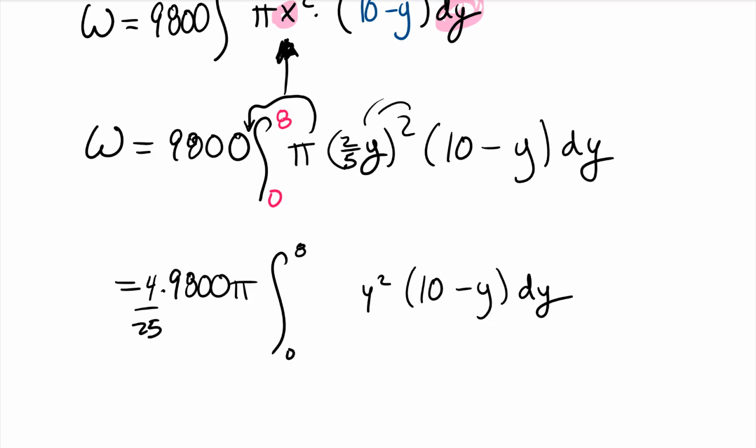Times 4 over 25. Now what is 9,800 divided by 25? I know it goes in evenly. Well, that's 392, and 392 times 4 is going to be 1568 pi, the integral from 0 to 8 of y squared times 10 minus y dy.